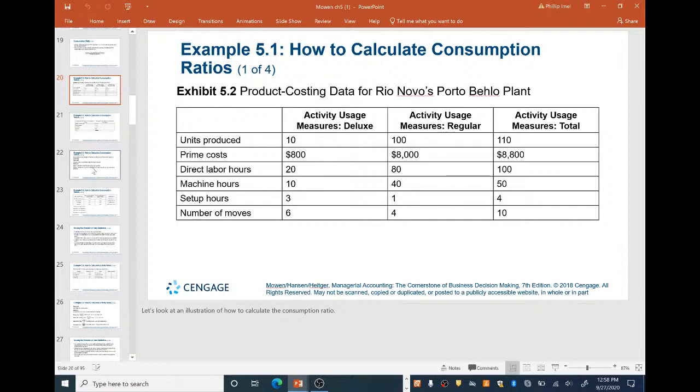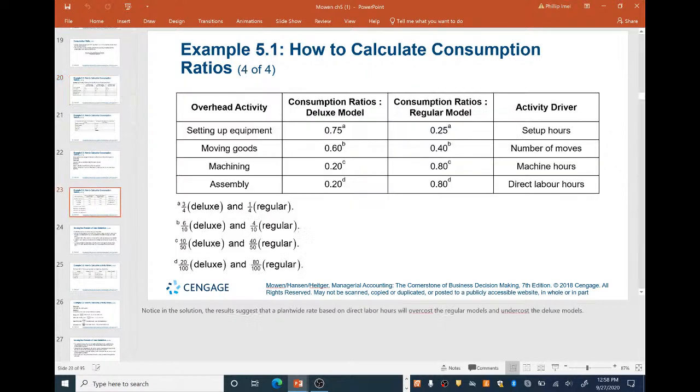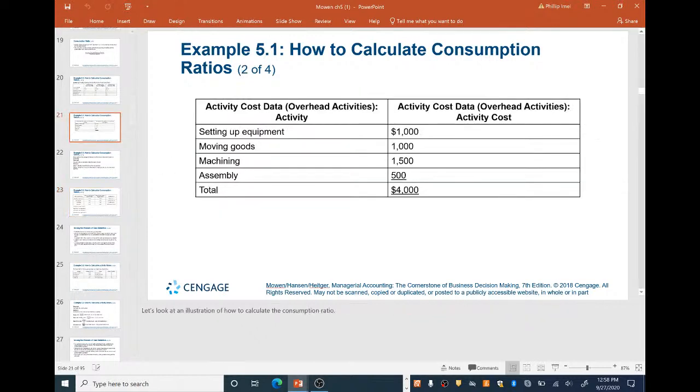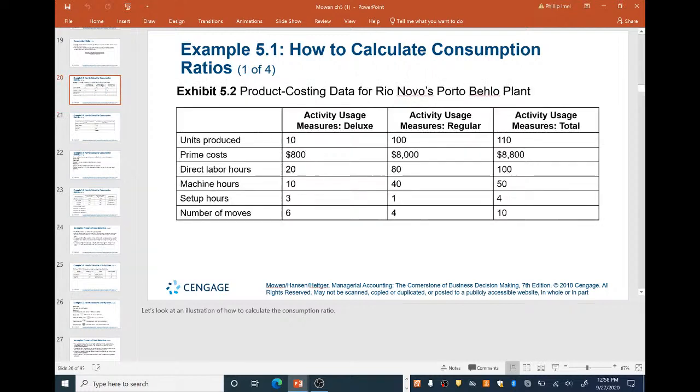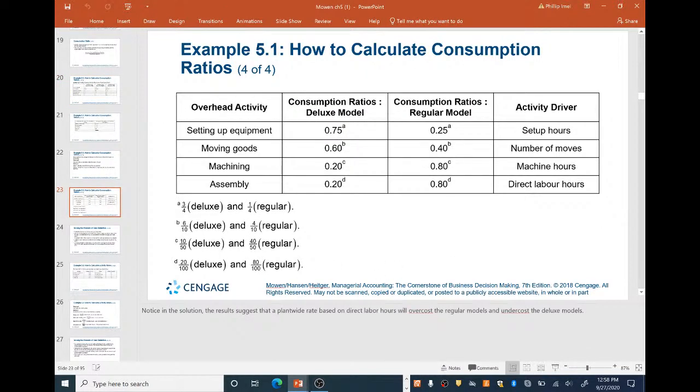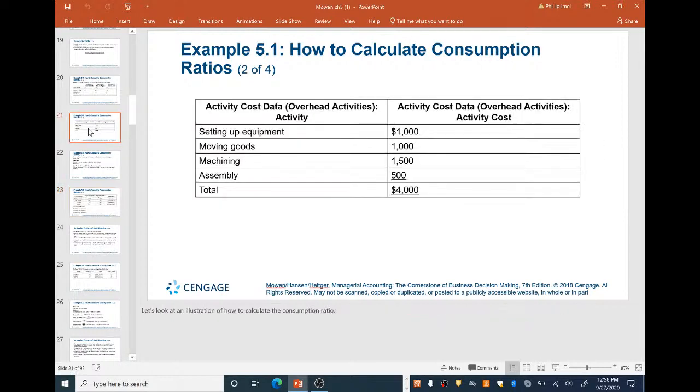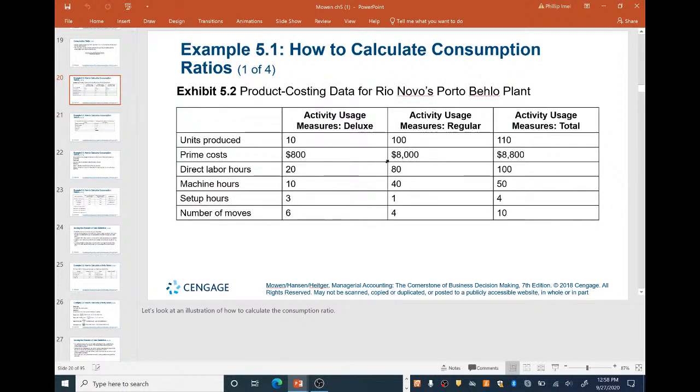was based upon setting up equipment, setup hours. So we can see setting up equipment was 1,000. Setup hours was a total of 4. So we're measuring the setting up of equipment, remember, because there's the direct relation, setting up equipment, and the activity driver was the setup hours. So setting up equipment was $1,000, right? But now we want the ratio of what the actual setup hours were.